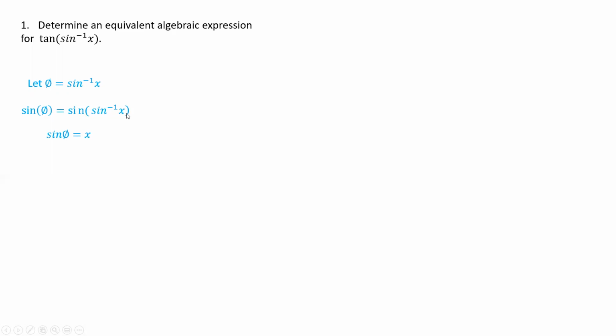What you're doing when you find the inverse sine of x, you're going from x to an angle. And then when you find the sine, you're going from the angle to x. You can draw a picture to represent what's happening here. The sine of theta, put theta in the corner of your triangle. Sine is opposite over hypotenuse.